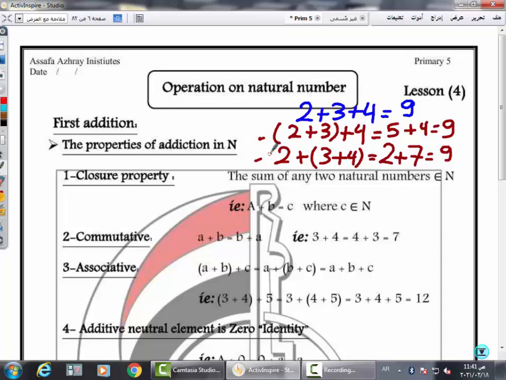It's called associative. So we can take the first number with the second number, okay, to make addition. Or we will take the second number with the third number and make addition. Done? These two methods give me the same result. Okay? This is called associative.